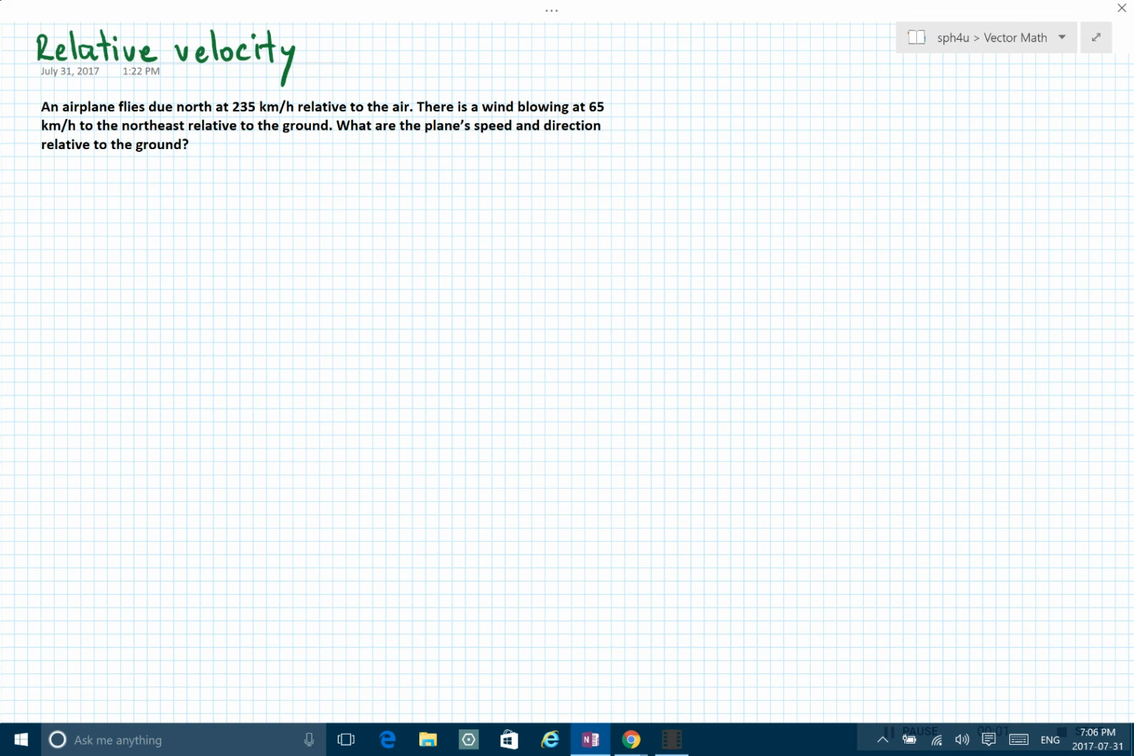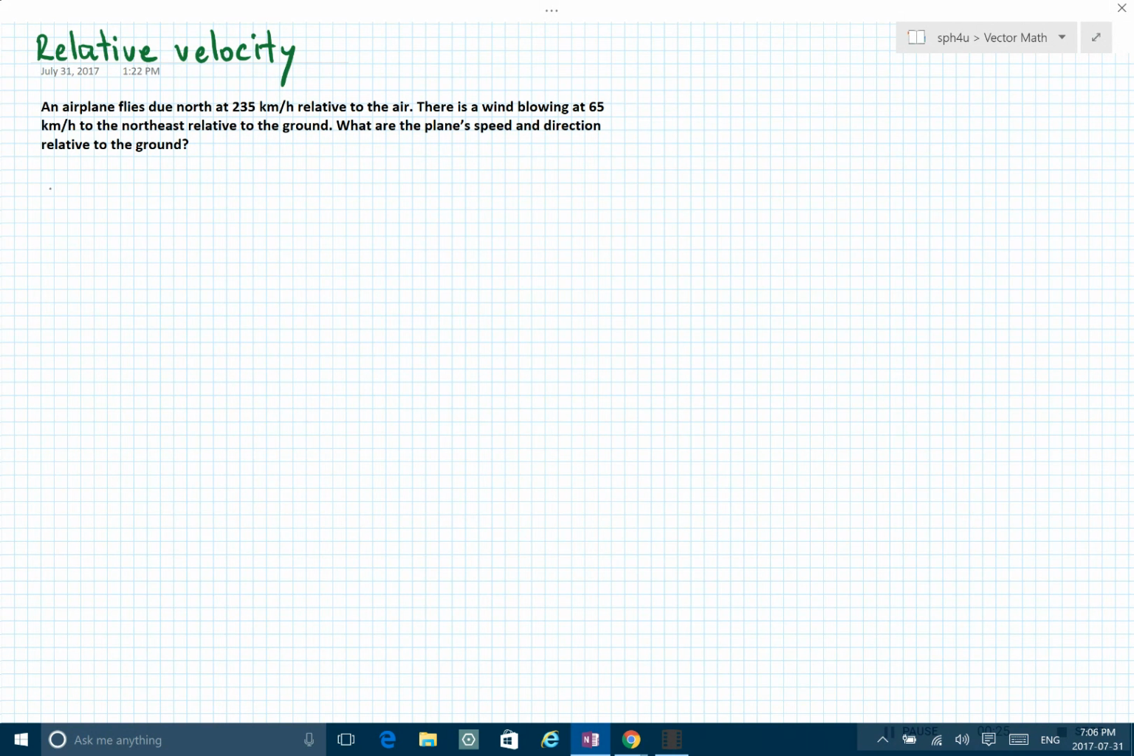All right, so now we're going to use vector math to work with relative velocity, which you've also done in grade 11. I have an example here. An airplane flies due north at 235 kilometers per hour relative to the air. There is a wind blowing at 65 kilometers per hour to the northeast relative to the ground. What are the plane's speed and direction relative to the ground?